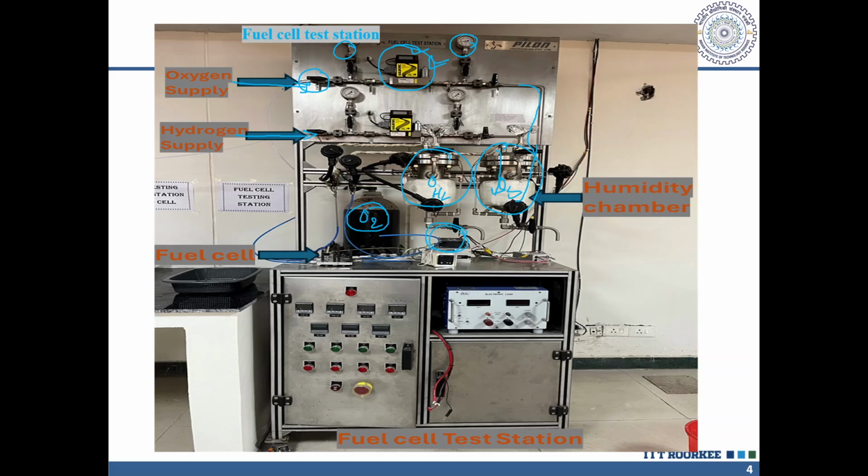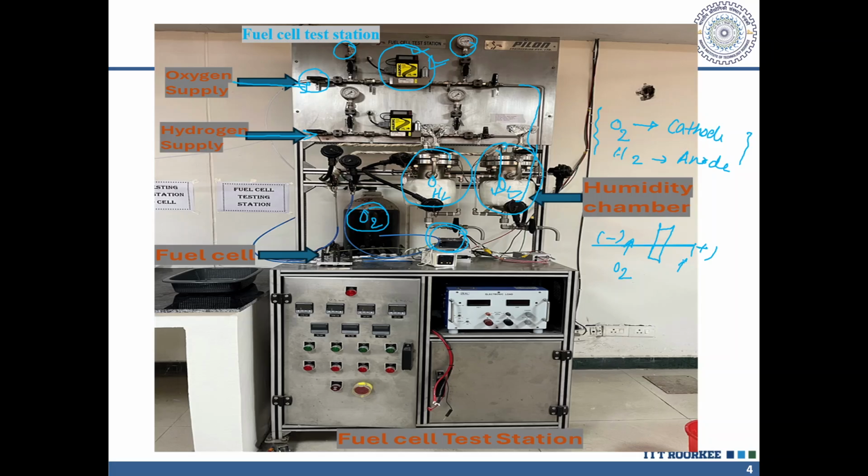This is the fuel cell. The oxygen will go into the cathode of the fuel cell, and the hydrogen gas will go into the anode of the fuel cell. There will be a membrane, a proton exchange membrane. Suppose the cathode is negative, where oxygen is fed, and the anode is positive.